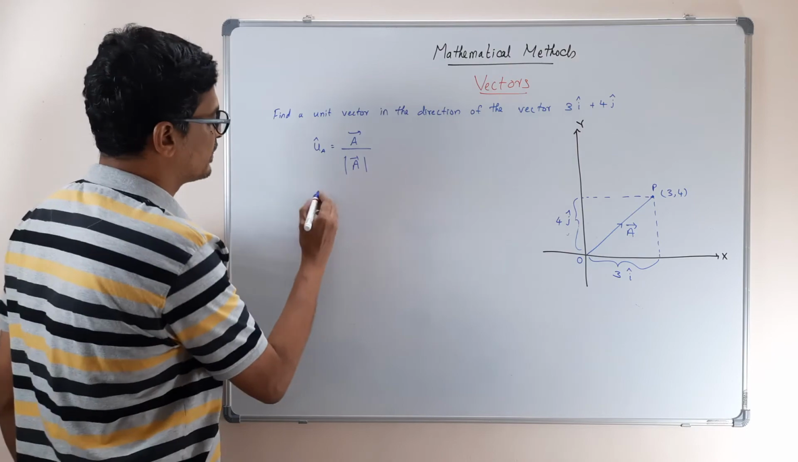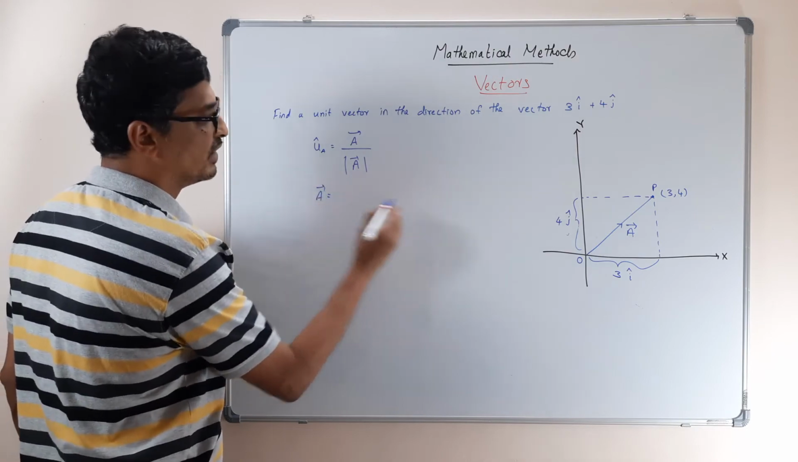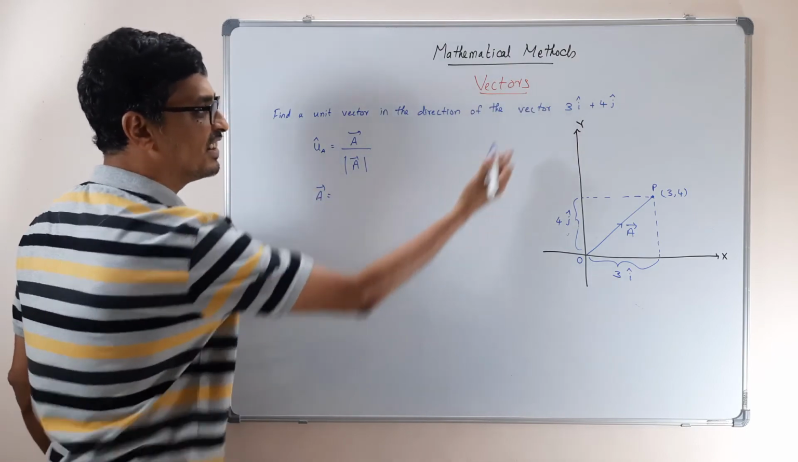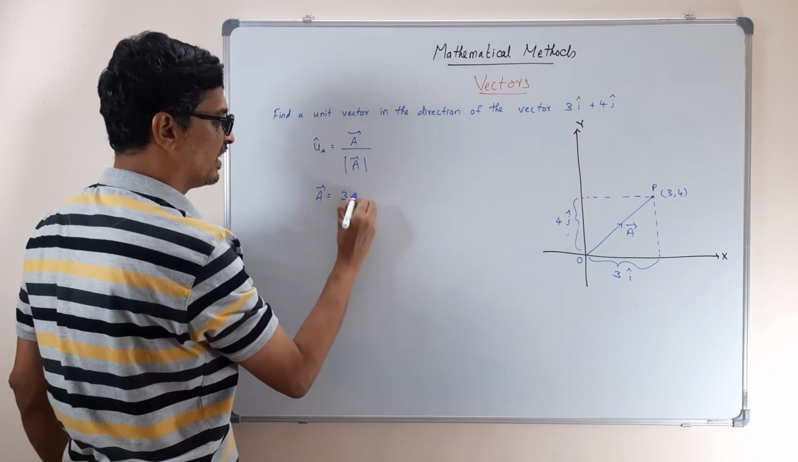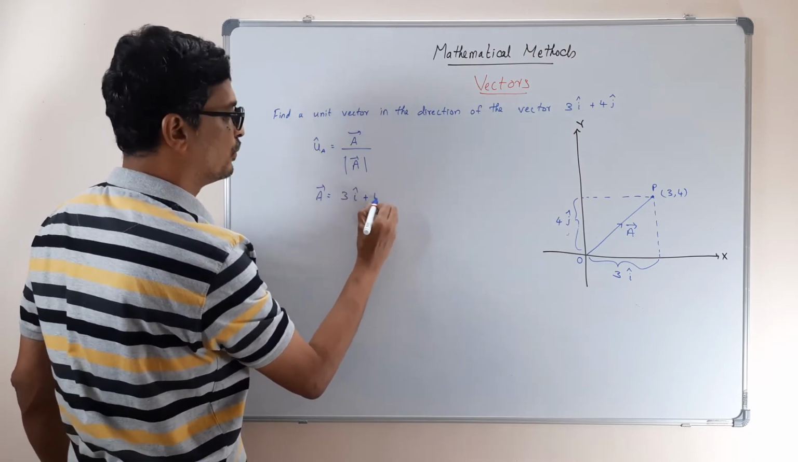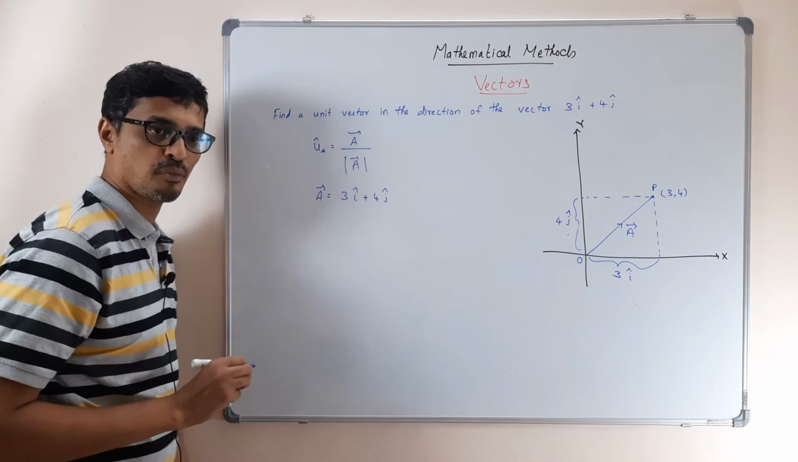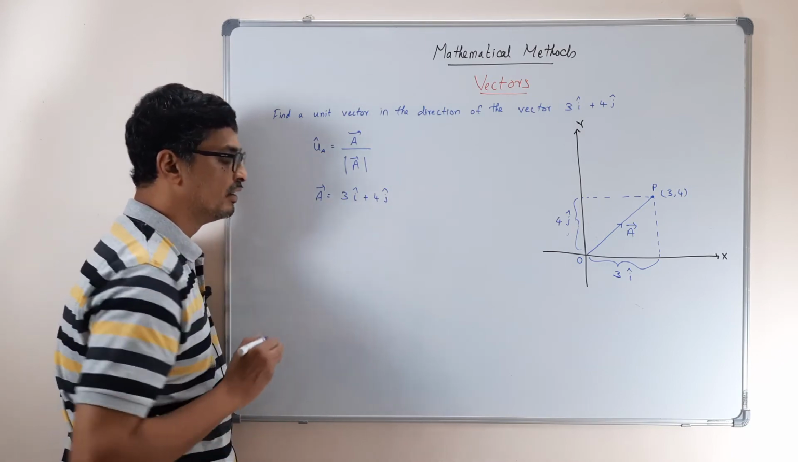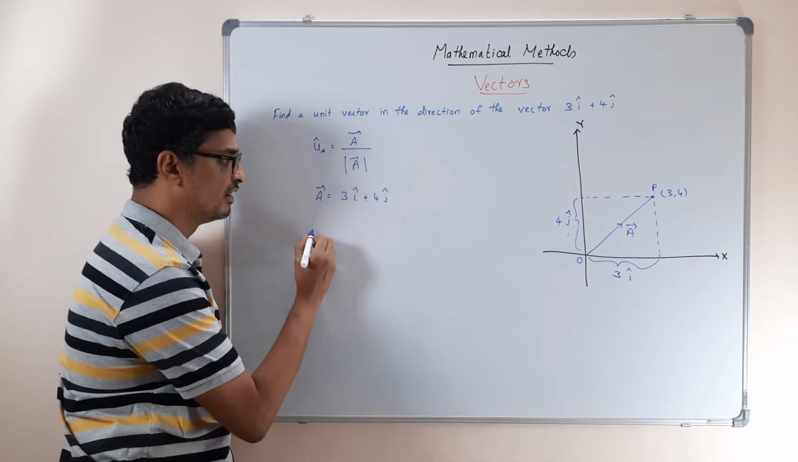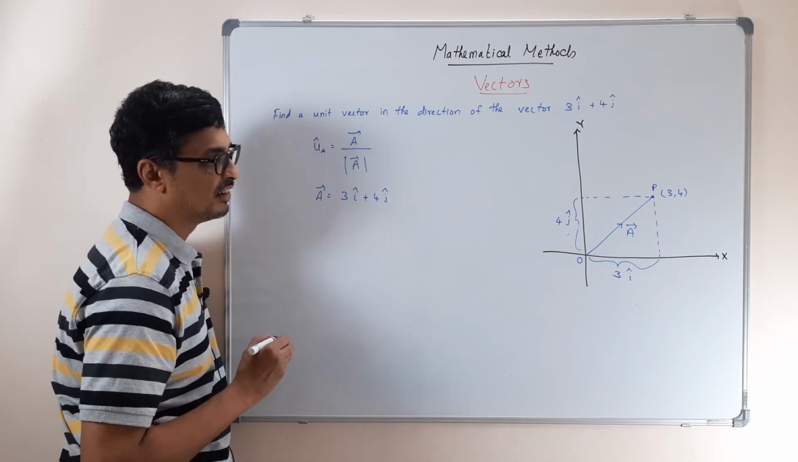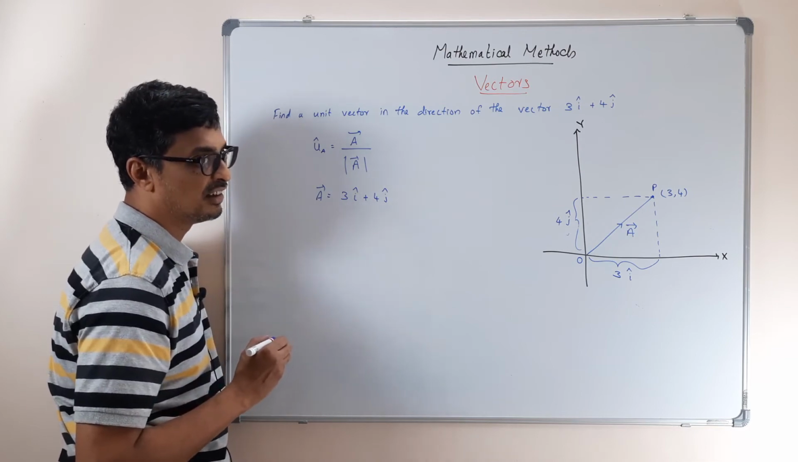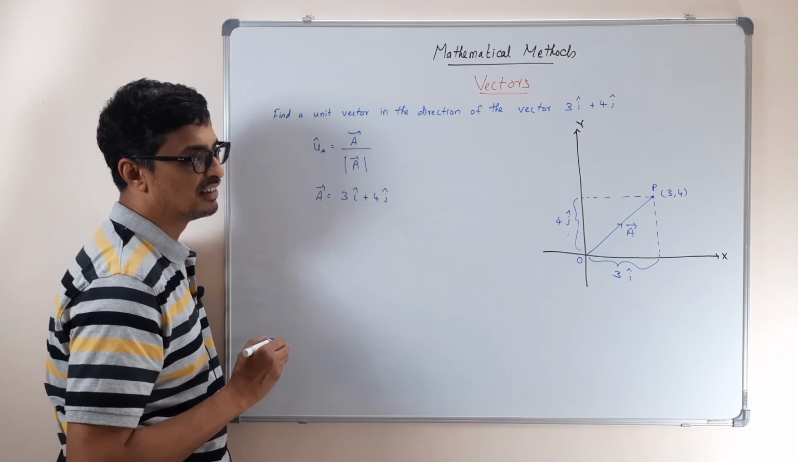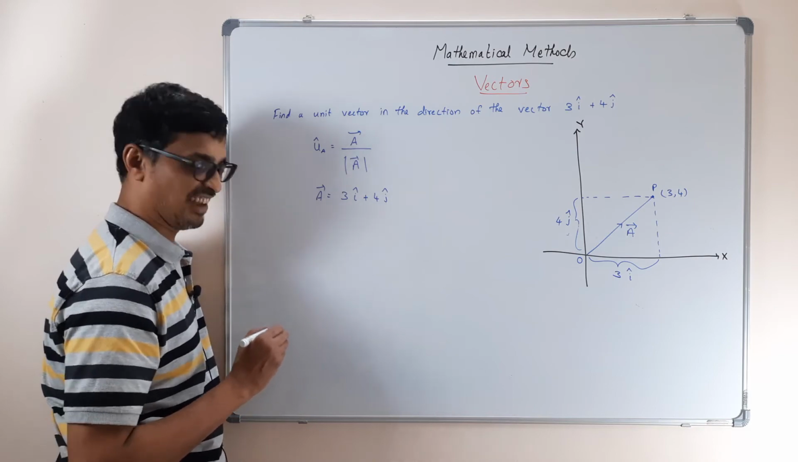A vector is given already. That's what this vector is: 3 i cap plus 4 j cap. What will be the magnitude? It's the distance of O to P. That will be 5. Why? Because this will be root of 3 square plus 4 square.